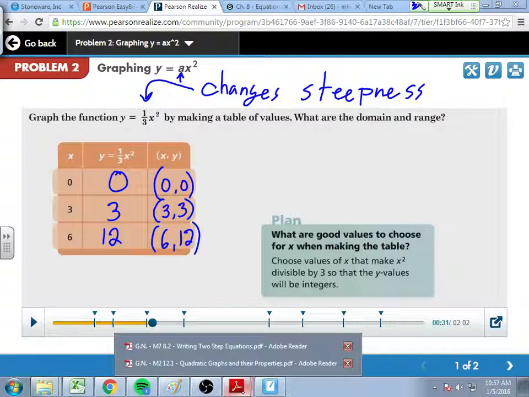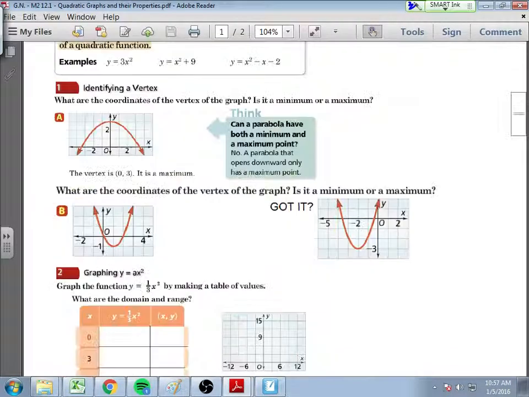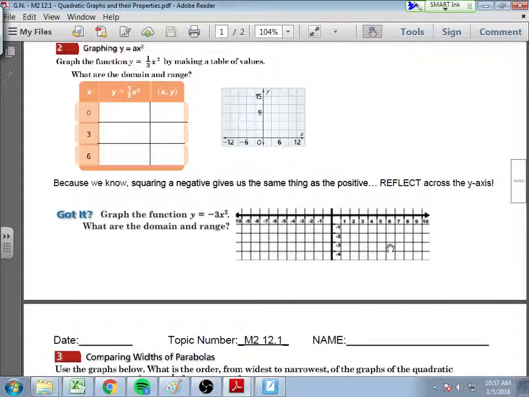So now when you go to graph this, we just said that we have 0, 0, or sorry, 3, what was that, 3, 3? And 6, 12. Yeah. So we graph my 0, 0. We graph my 3, 3. Now notice this graph goes by 3s.